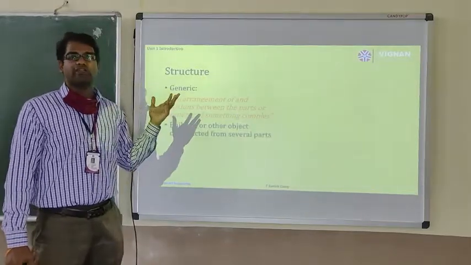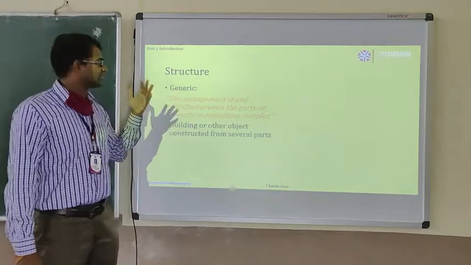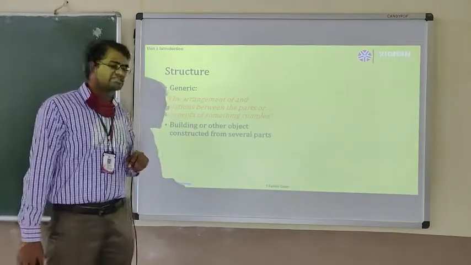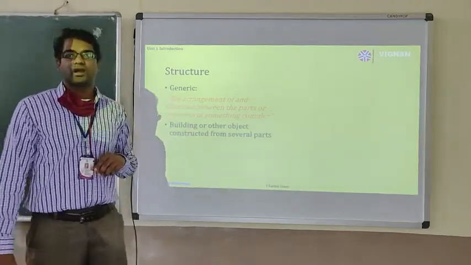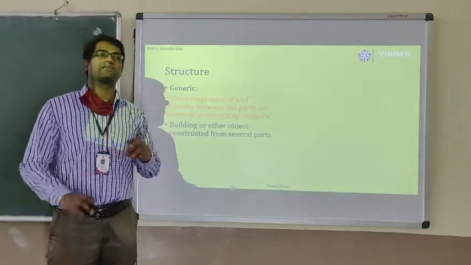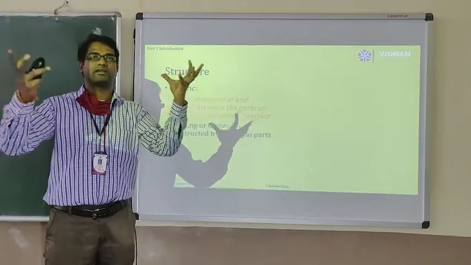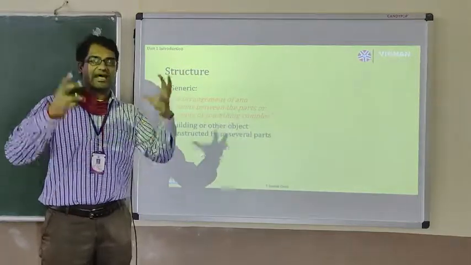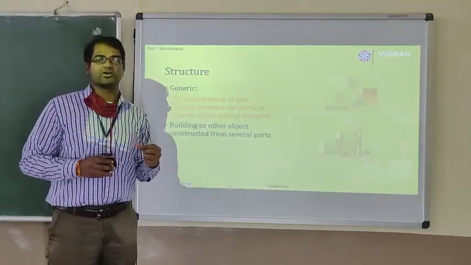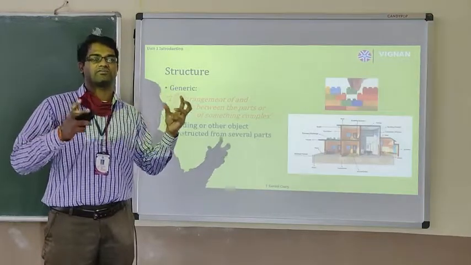So how do you define a structure? Structure is generally defined as an arrangement of relations between the parts or the elements of something complex. If you have a complexity of anything, and you put it in a systematic manner, that is called a structure. So in the figure it shows you plainly.